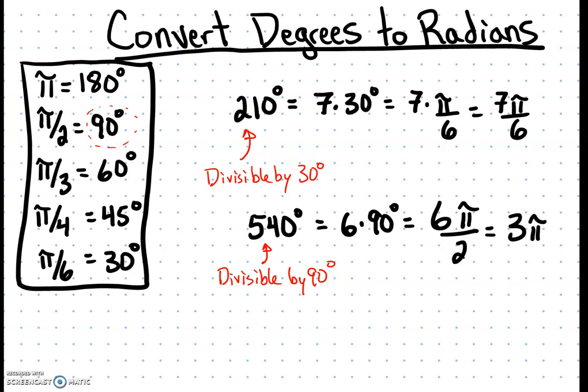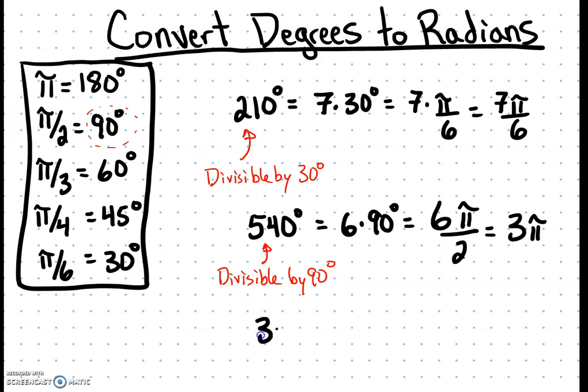If you were to leave that in its other form, it would depend on your teacher, but if you're one of my students, then I would probably be okay with you leaving it as 6 pi over 2. But if you're in Algebra 2 now, you should be able to recognize that that's just 3 pi.